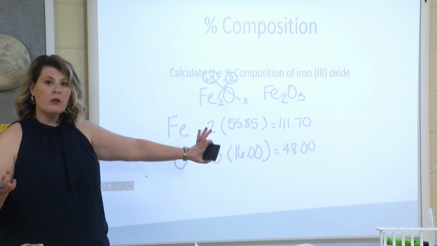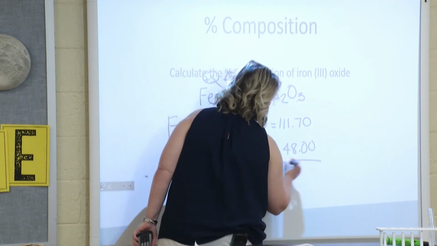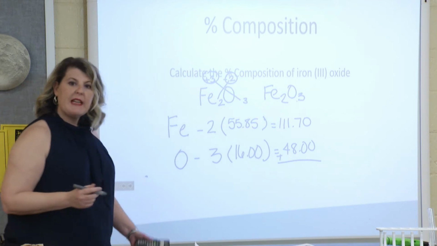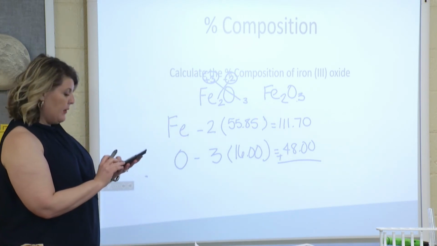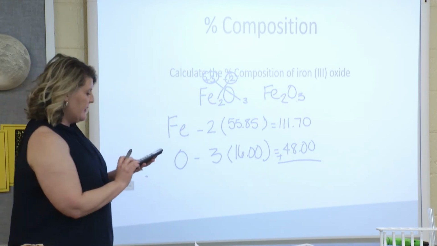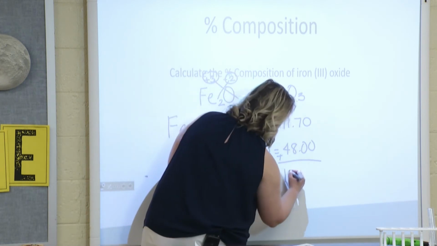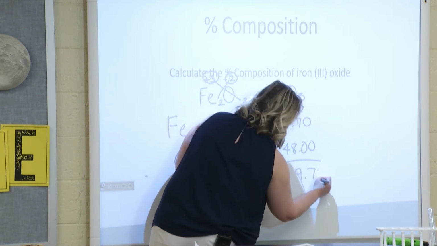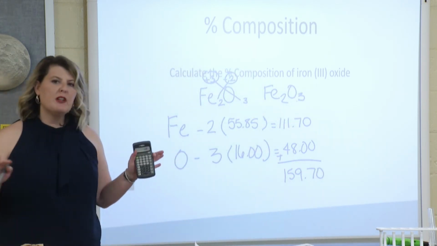How do you get the whole? To get the whole, you just add them together. So I'm going to say 48 plus 111.70, and that's going to give me 159.70. But you're not done.